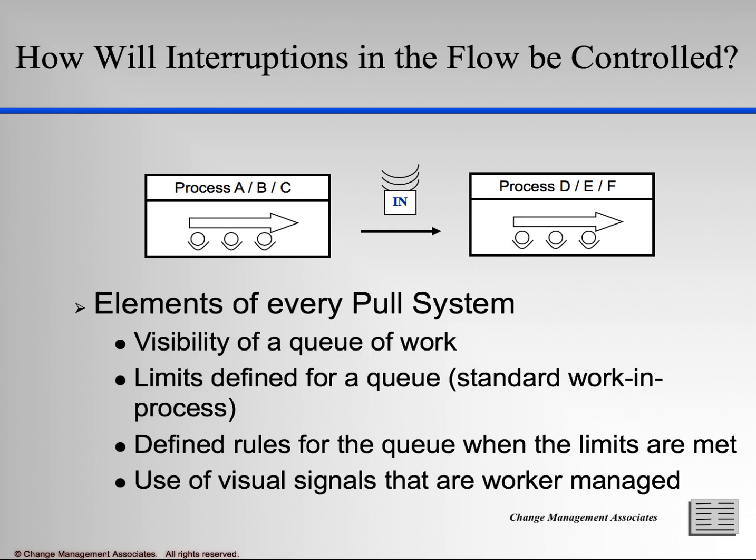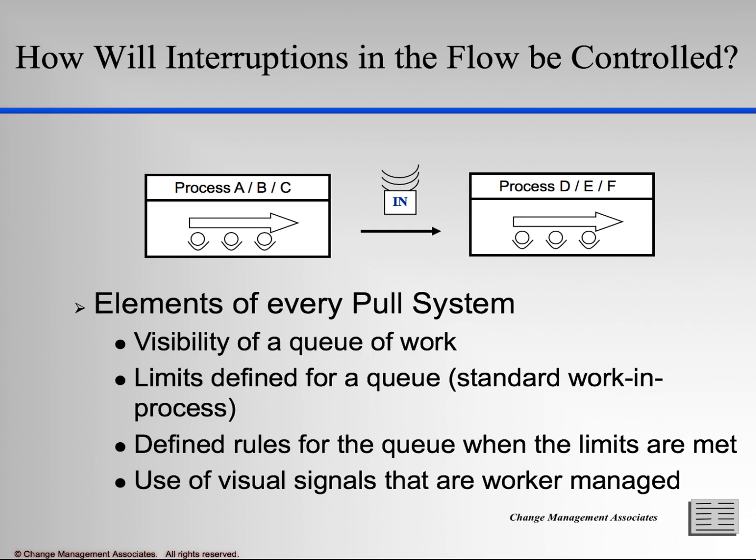A pull system consists of 4 elements. First, we must have visibility to the queue of work. We must always know how much there is in the queue. Second, we must apply limits to the queue. What is the maximum allowable? It may also be desirable to have a minimal amount as well, to ensure that processes D, E, F, in this example, can continue to work uninterrupted.